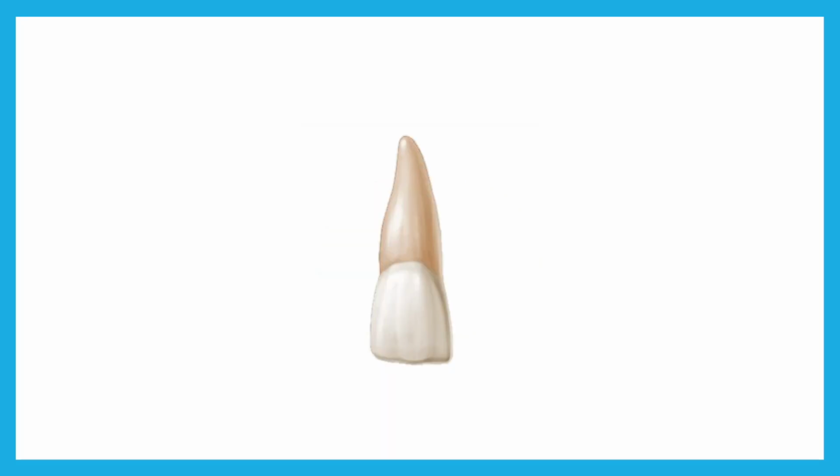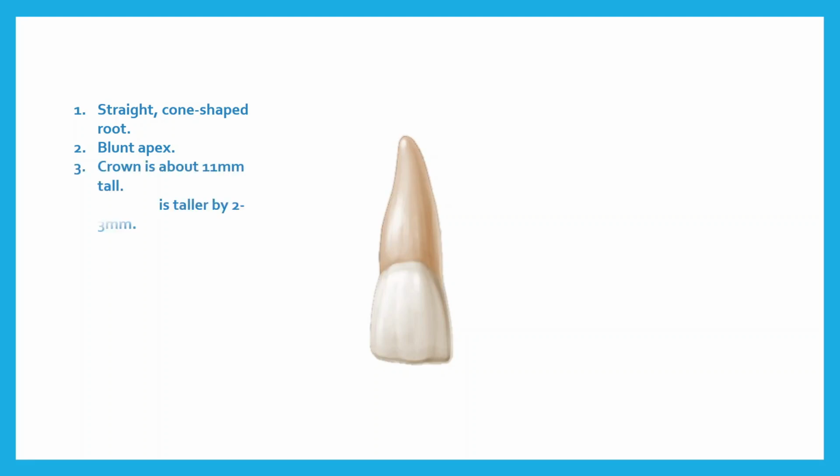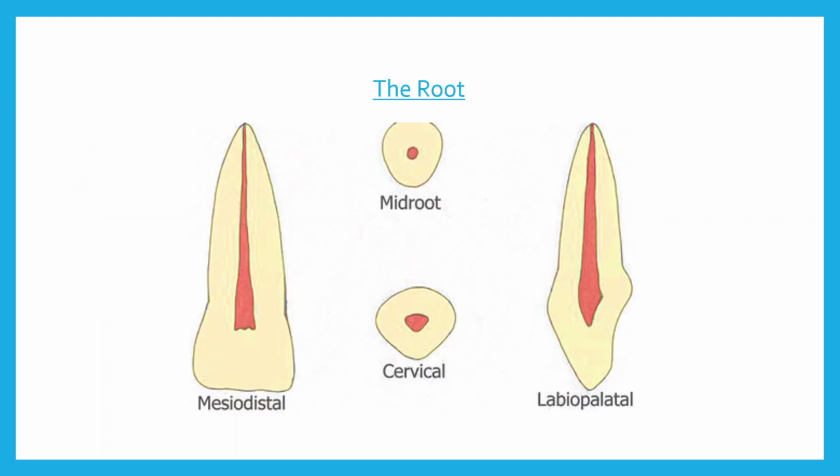Obviously, the central incisor has one root. 100% of central incisors have a single canal. The root of the maxillary central incisor is straight, cone-shaped with a blunt apex, and is taller than the crown. The crown is about 11 mm tall on average, and the root is usually 2 to 3 mm taller. The apex of the root points slightly distally. The pulp chamber shows 3 pulp horns, and a cross-section of the root at the cervix shows a rounded triangle.